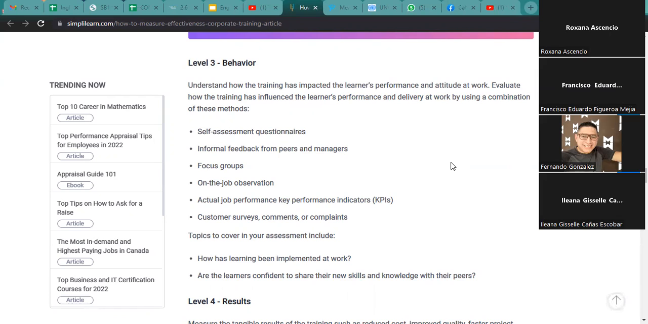So let's check some words. What is attitude?